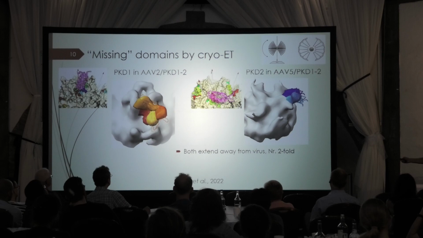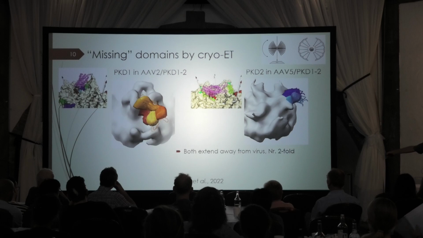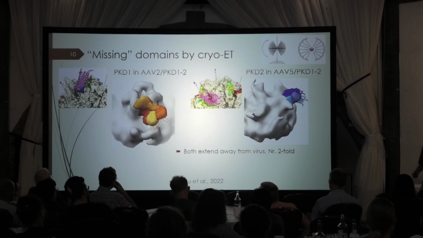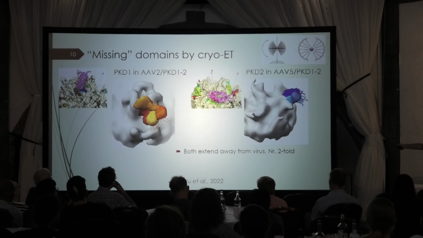cryo-electron tomography to try to hunt down a more mobile, yet missing domain. This is AAV2 here, and it's the PKD1 domain that we're missing, that we see by cryo-ET in one of several different configurations. It's pointing away from the virus. On the right, this is AAV5. PKD1 is bound strongly. We're looking for PKD2. Again, we see several different configurations pointing away from the virus.